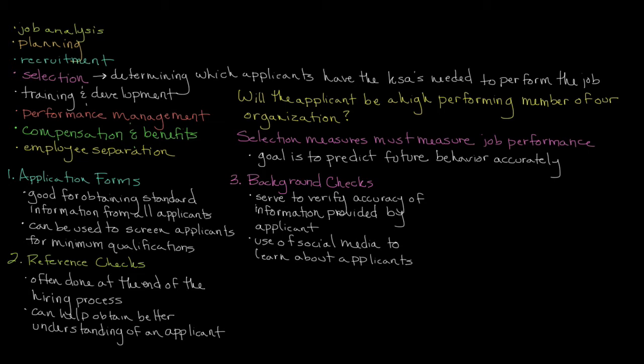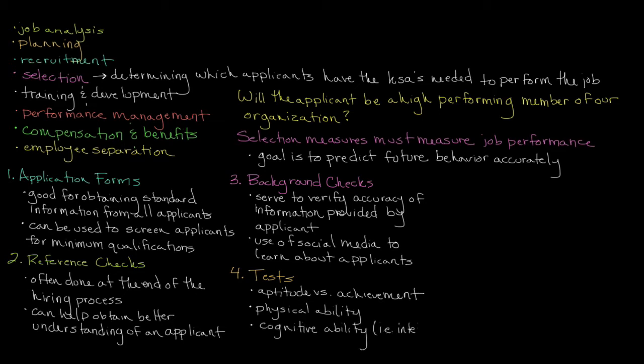Probably some of the more valid selection tools are tests. Selection tests are commonly divided into two categories: aptitude tests and achievement tests. While aptitude tests measure how well an applicant can learn new skills, achievement tests measure an applicant's existing knowledge and skills. Organizations can choose to measure physical ability, cognitive ability, personalities, honesty, and even actual job performance.